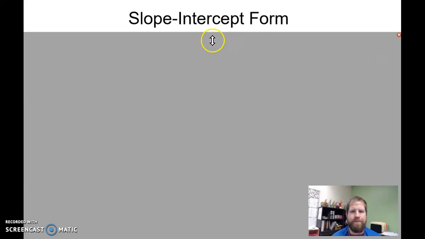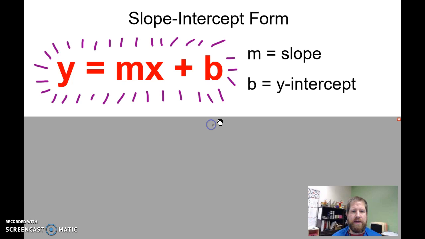Slope-intercept form. So this is it. This is the most important form. If you can learn and remember one thing in this class, this is what you need to remember. All right? y = mx + b. m is your slope. It'll often be a fraction. And b is your y-intercept, okay, where your line crosses the y-axis.